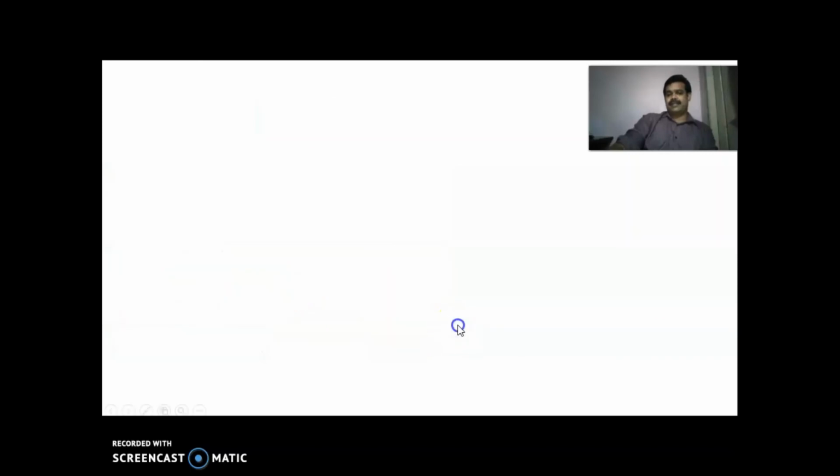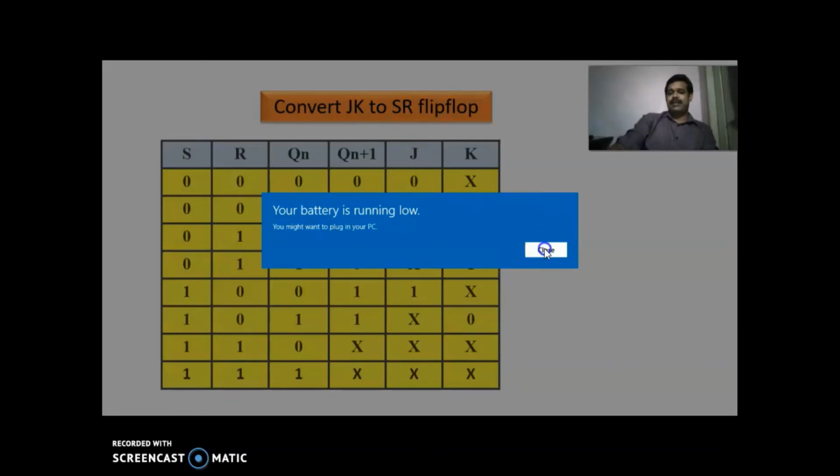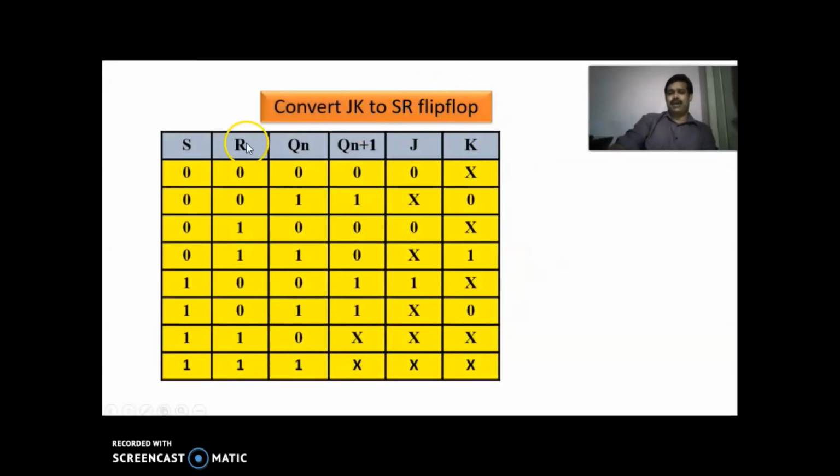So next is we are converting JK to SR. So first we have to write the truth table of what? SR. Then by using the excitation table of JK, we are filling this J and K. We will be checking this present and next state. And by using the excitation table of J and K, we are filling this J and K. Then we will be checking the column of J and K and taking S, R and Qn as input variables. We are drawing three variable K map.